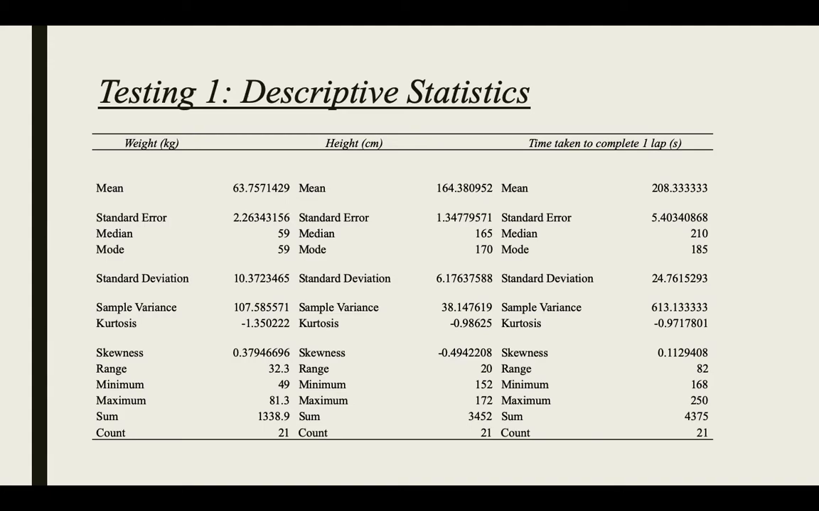And for height, we have negative 0.494, and for the time taken to complete one lap, we have 0.1129 skewness. So you can see here that the skewness of the weight is approximately symmetric, same as the time taken to complete one lap skewness, which is 0.1129. But for height, the skewness is moderately skewed, because it is between negative 1 and negative 0.5, or between positive 0.5 and positive 1.